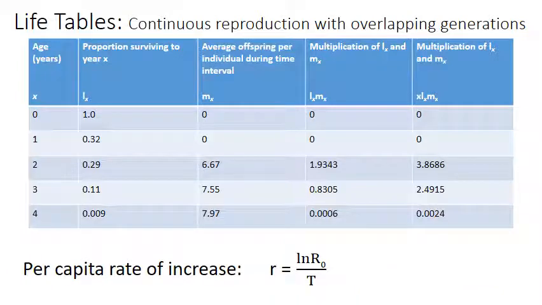So now let's calculate per capita rate of increase, or R. That's the log of net reproductive rate over generation time. So in this case, 0.0171 divided by 2.3007. So we have an R of 0.0074. So that's a positive R. So we're seeing a growth in population in this case.